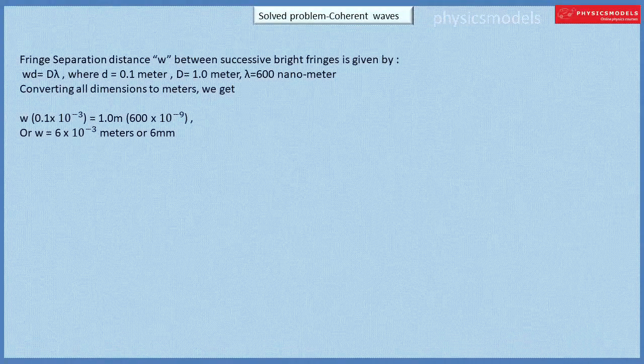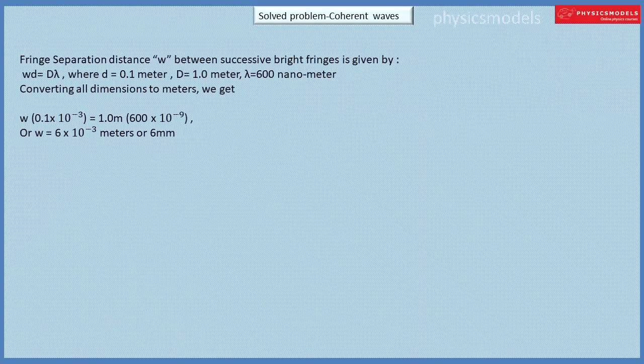We apply the values to the formula. We substitute those things that are already given in the problem, and as explained here, we convert everything into meters, and we'll get W is equal to 6 into 10 to the power minus 3 meters, or 6 millimeters. So this is the answer.